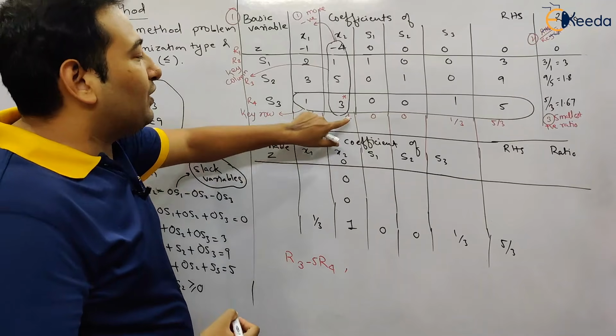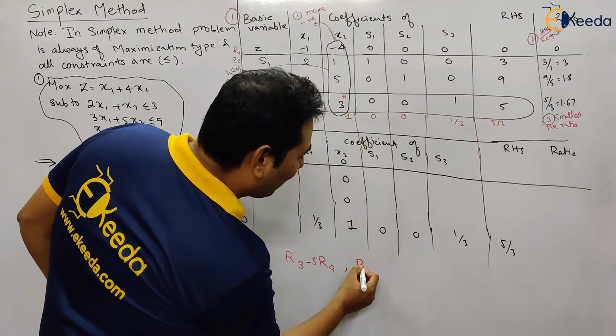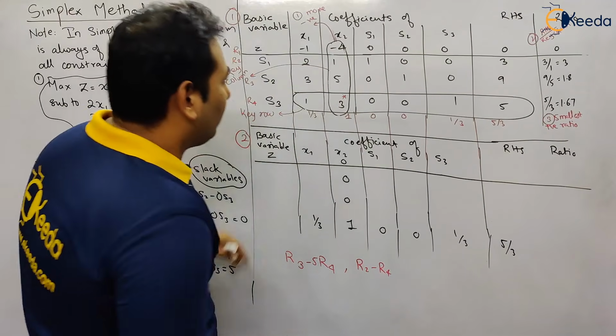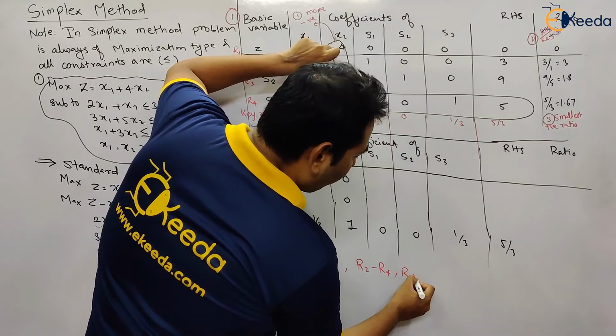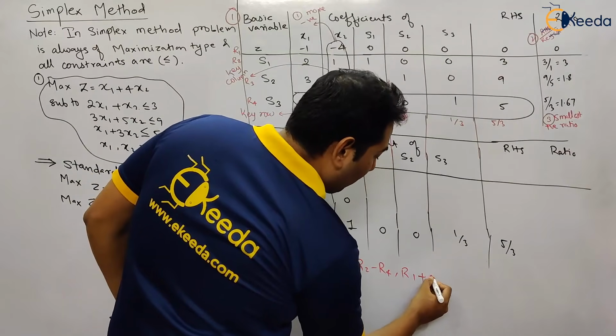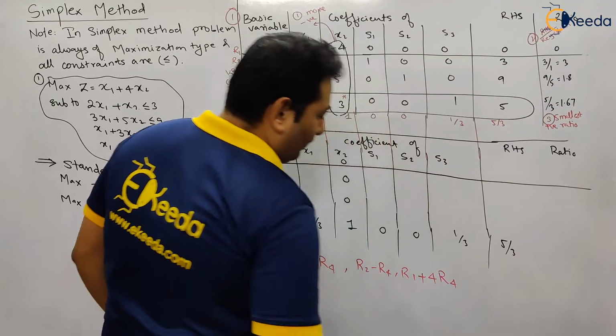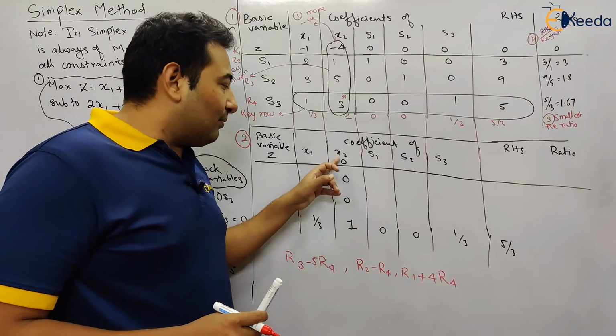Next. Now with the help of this 1, you want to make this 1 0. This is your R2. So you want to make R2 0 with the help of R4. And finally, you want to make R1 0. And here we have 1. So that will become plus 4 R4. If I apply these operations, these terms will be 0.